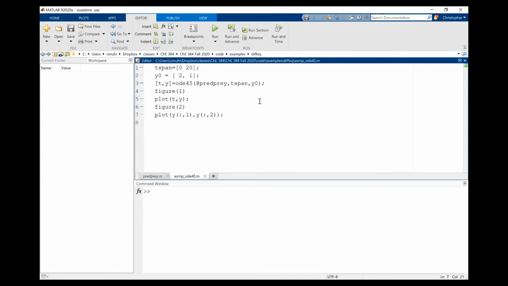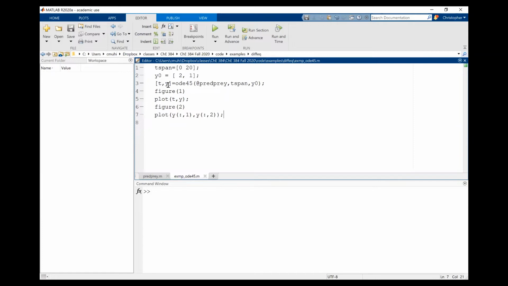Then in a script, I can put in all the pertinent information, right? I can tell it I want it to run from time is 0 to time is 20. I can input my starting criteria. Here I'm going to assume that at t equals 0, y1 is 2, and y2 is 1. I then make my call to ODE45.